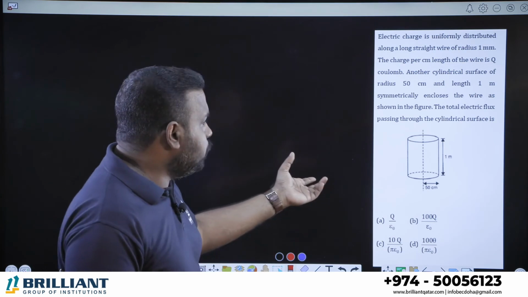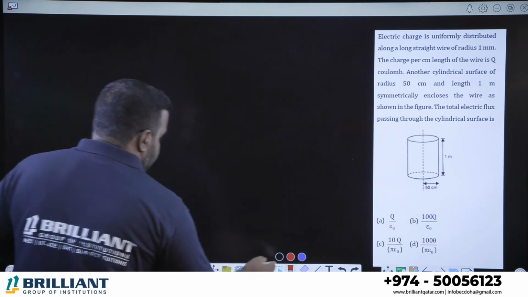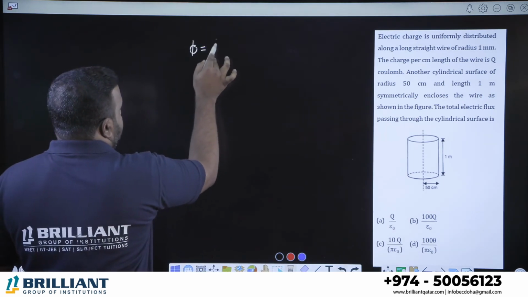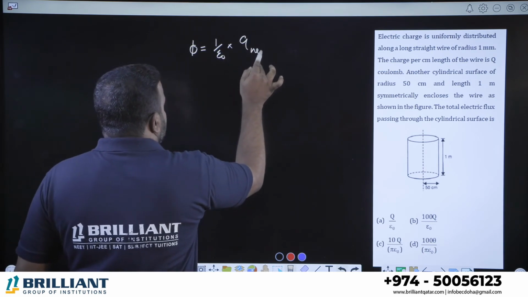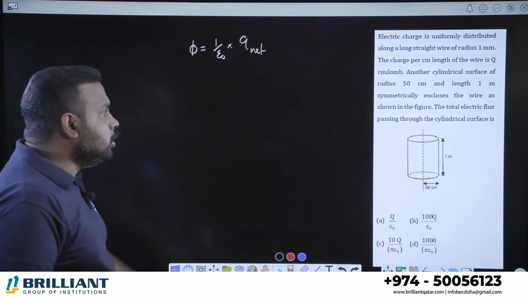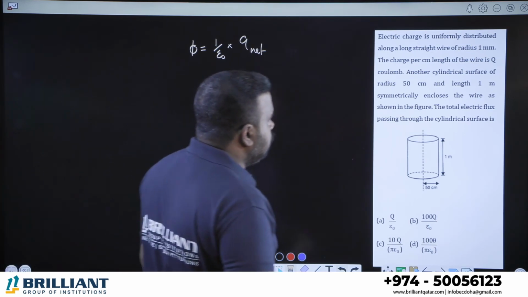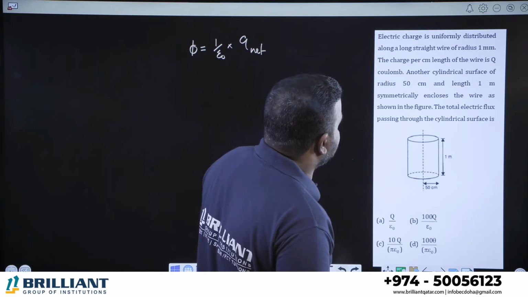So here we can directly use the Gauss theorem. So what is Gauss theorem? The total flux phi is equal to 1 by epsilon naught q net, the net charge enclosed, right? Net charge enclosed. So here that cylindrical surface is our Gaussian surface. Okay, then what we have to find is net charge.